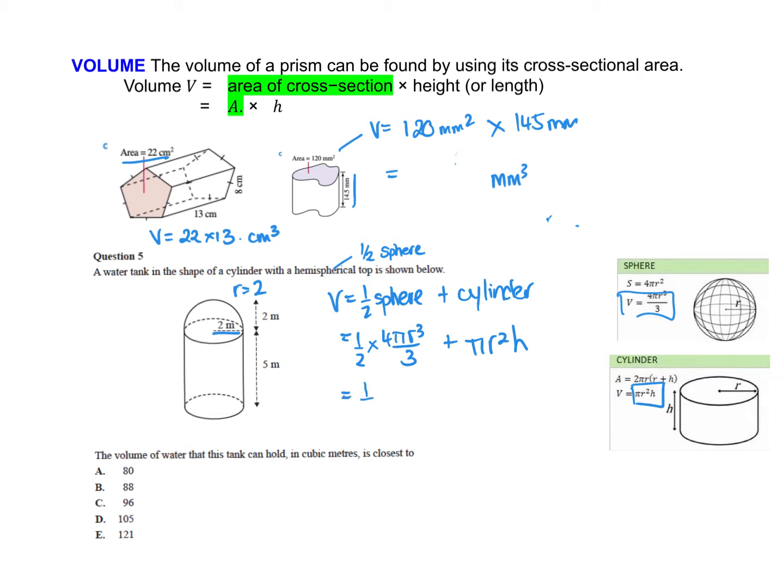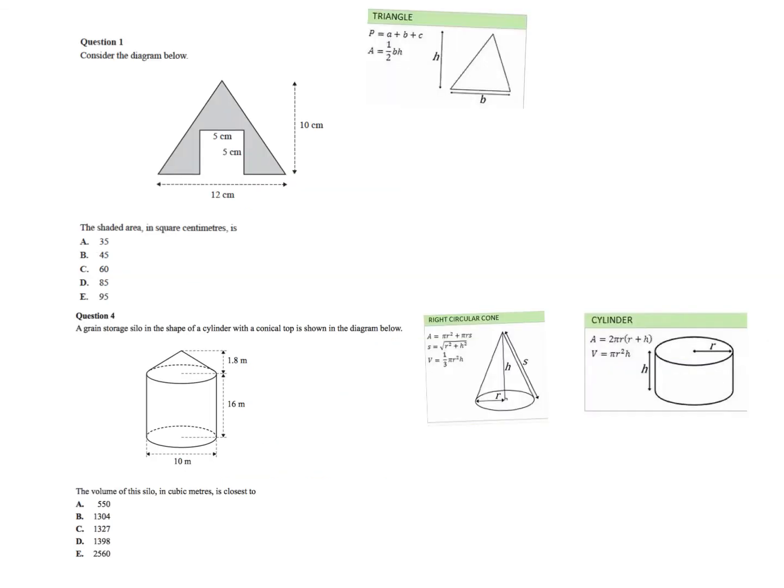So you can plug all of that into the calculator. 2 cubed, be careful that's a cubed, plus 2 squared times 5, and we'll get an answer. Okay, I got the volume to be 79.6, so meters cubed, so I'm going to go with 80 is the closest. Okay, that was question 5, so it's a bit more. With this one, question 1, so early on in the exam, it's going to be pretty easy.